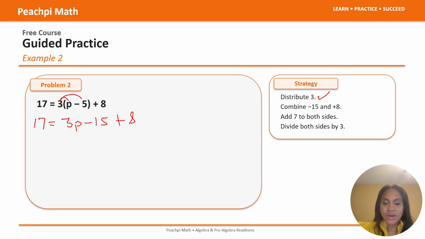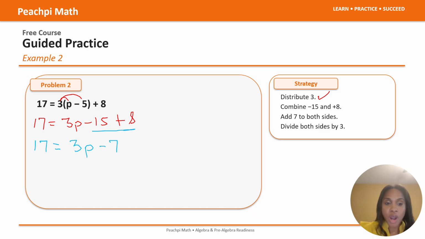So now do you see our like terms? Hopefully you do. Our like terms are negative 15 plus 8, and they are constants. Although they're not the same number, they are like terms because they don't have variables, so we can combine them. Like terms have the same variable or don't have a variable at all. So I'm bringing down this 3p. Now what is negative 15 plus 8? That is a negative 7.